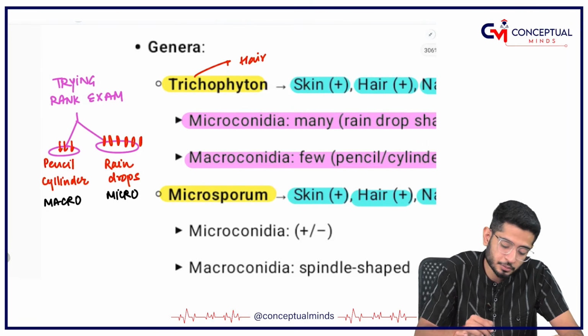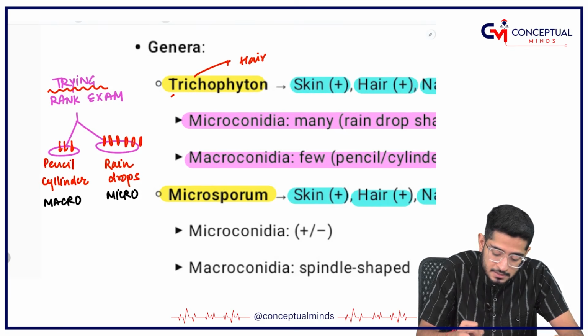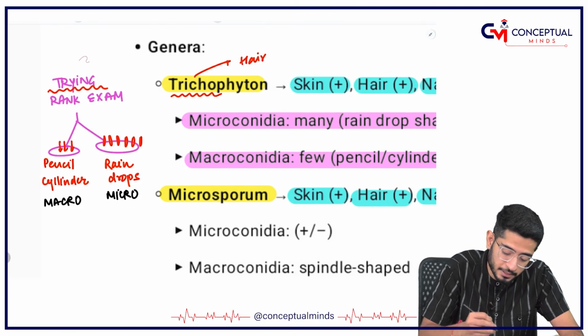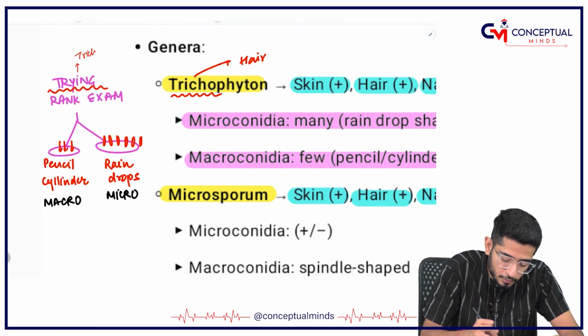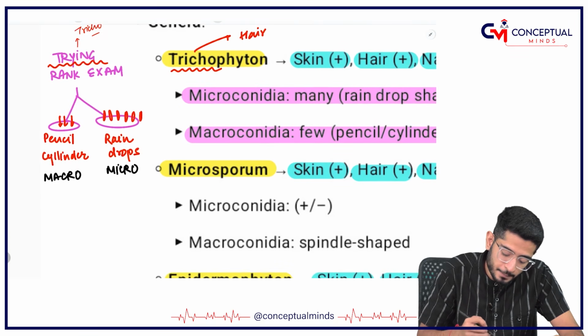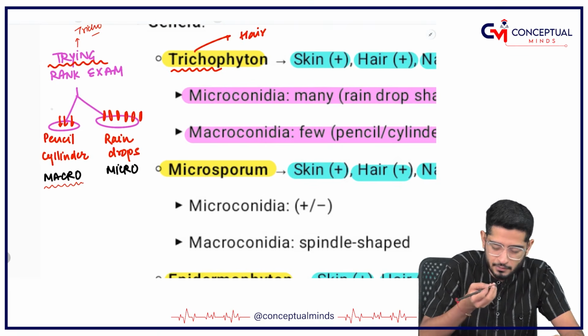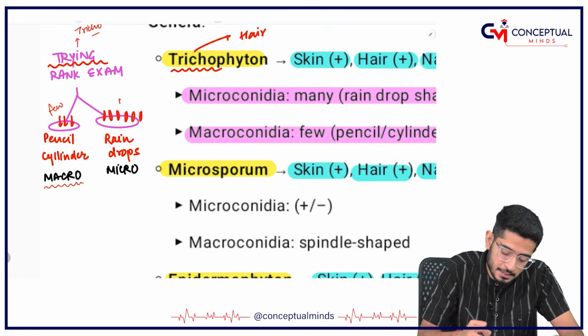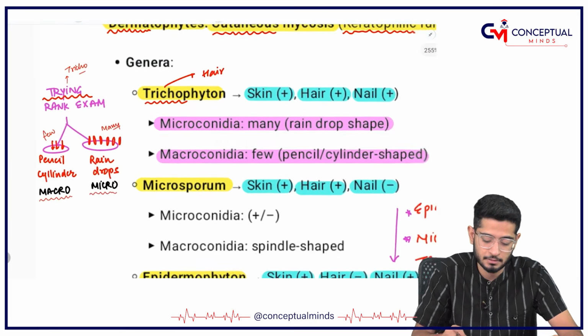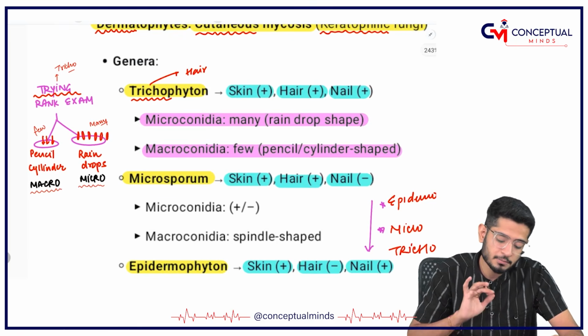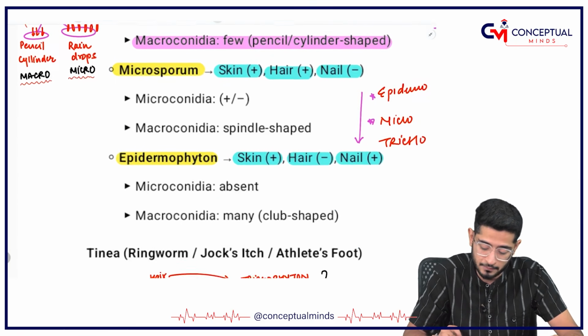So what I wanted to tell you is, please remember, trying means Trichophyton, okay, I'll write, trying means Trichophyton. Pencil and cylinder shaped is the macroconidia, whereas pencil and cylinder are few and the rain is many, so many drops, microconidia, like that, okay. So this is another mnemonic to remember Trichophyton efficiently.